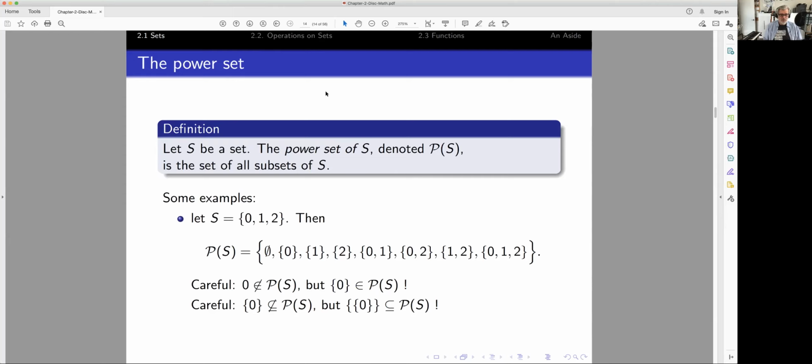Okay. Now, this is where you're going to start having to think a little bit more. Notice that 0 is not an element of the power set. Be careful. The set consisting of the single element 0 is an element of the power set, but 0 itself is not an element of the power set. 0 is not a subset of S.